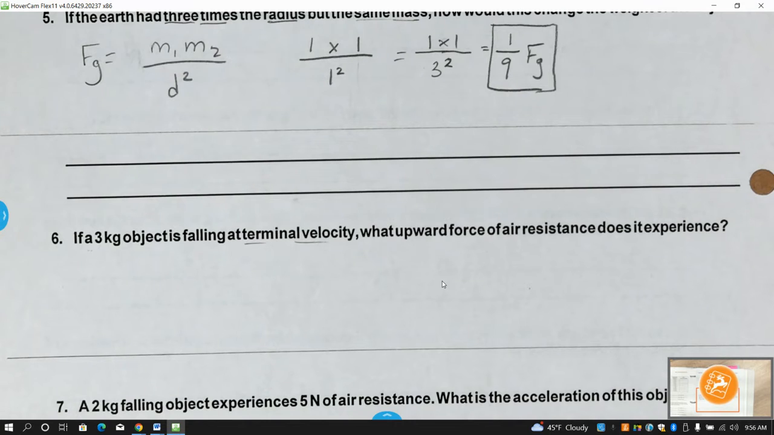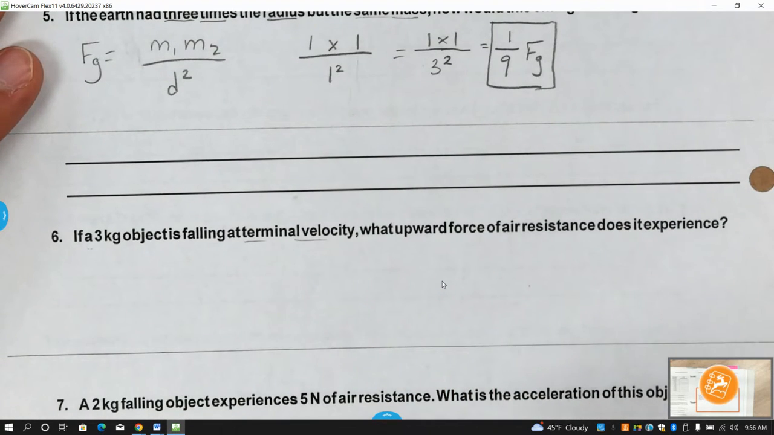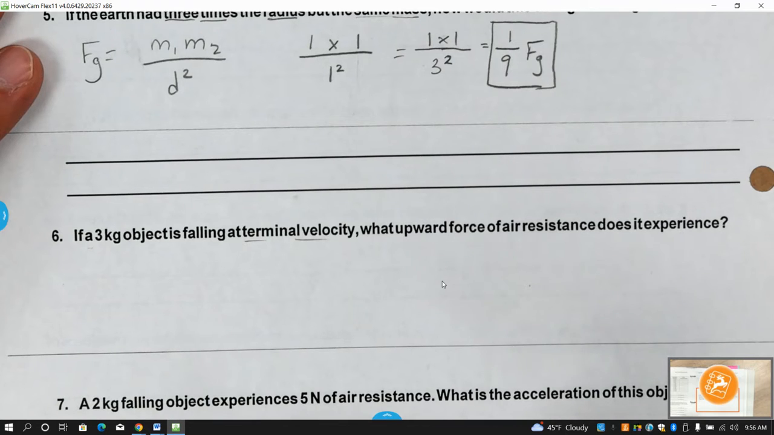Why do they call it terminal velocity? It's like the end velocity that it's reaching. Do you know that squirrels can survive a fall from terminal velocity? No, but now you do.